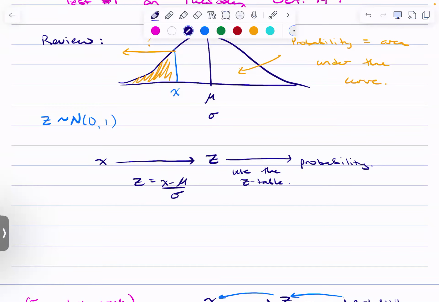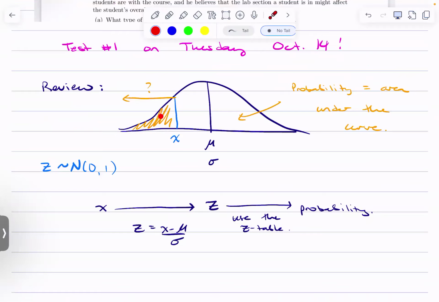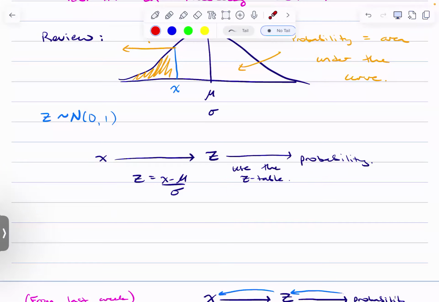Right? The Z table gives you the area to the left of some Z score. And we'll practice reading the Z table again today. But the Z table only gives you the area to the left, which happens to be the area you want in this quick example here. But sometimes you want the area to the right, which means you have to leverage the fact that the total area is 1. Well, I alluded to it, but today we'll see it.